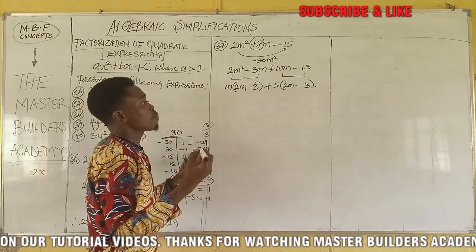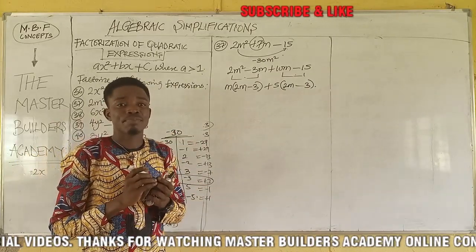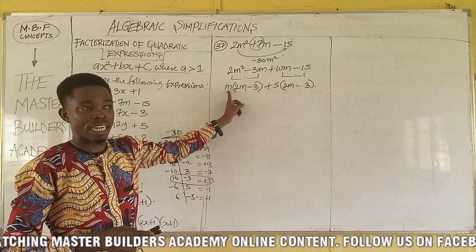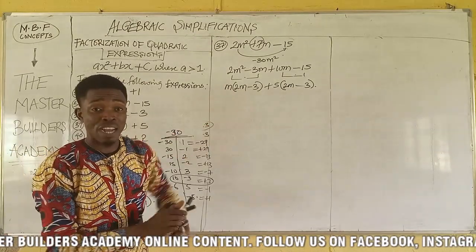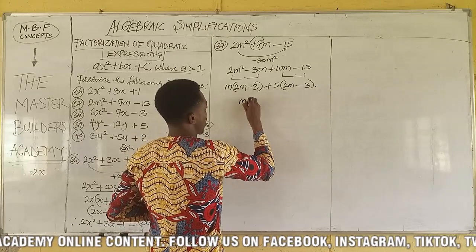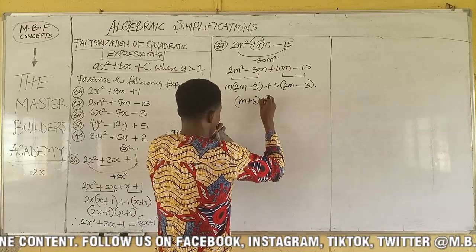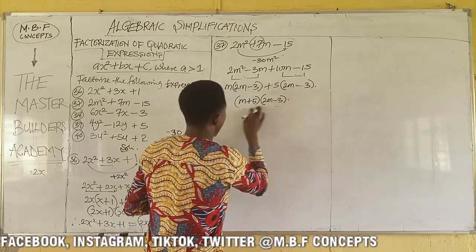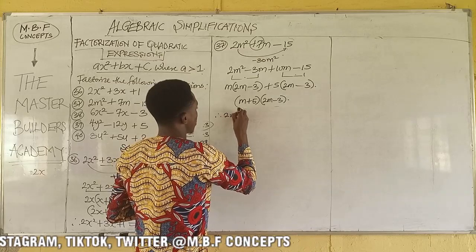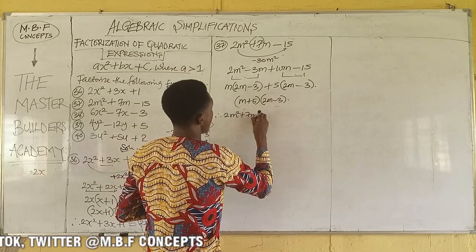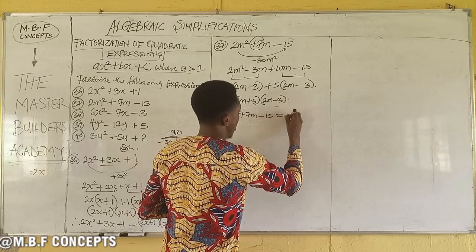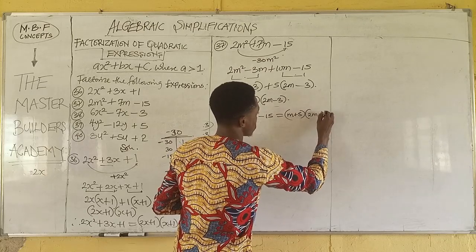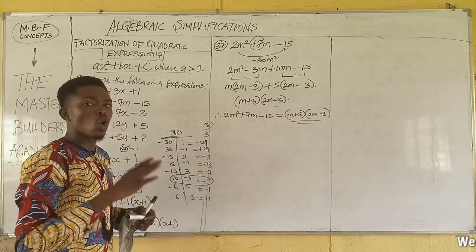As simple as that. So at this point, all we need to do is to collate the what? The multiplication factor, which happens to be what? The terms outside the bracket. And that, guys, we have m and plus 5. So we're going to have m plus 5 into the equal bracket 2m minus 3. This is the answer to this. Therefore, 2m squared plus 7m minus 15 is equal to m plus 5 into 2m minus 3. This is the answer to this very question.